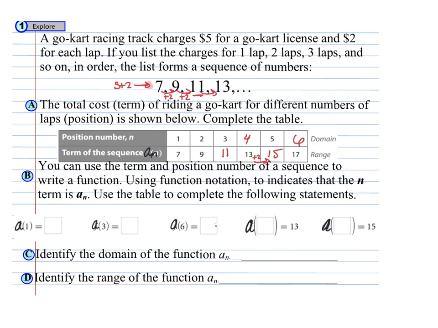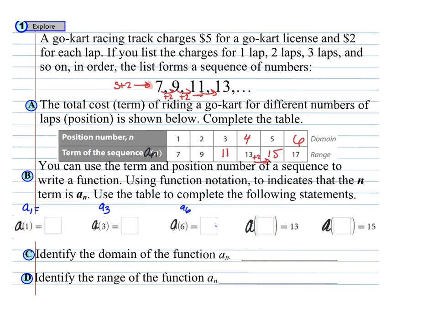For part B, they're asking you now to write it in a specific notation. Later on, we're going to take away the parentheses because it takes longer, and we're going to be writing A sub 1, A sub 3, A sub 6, and so forth. The 1 and the 3 and the 6 are basically subscripts, smaller numbers on the A.